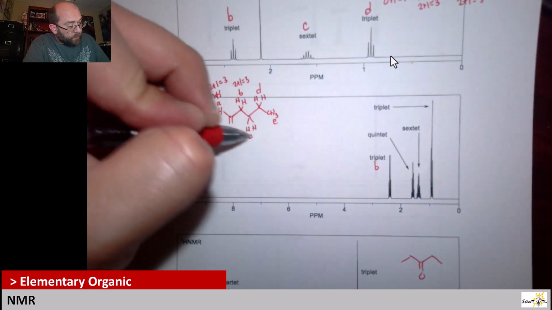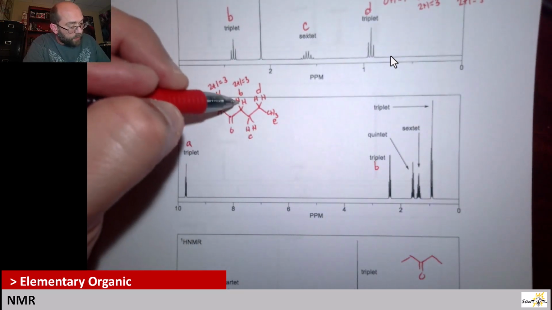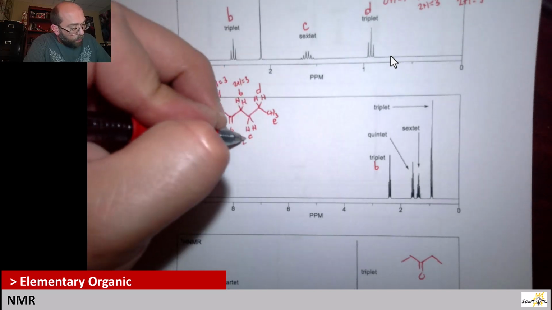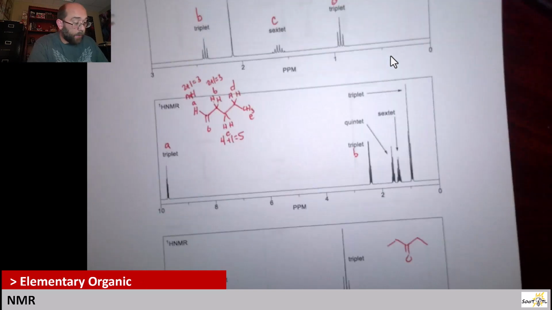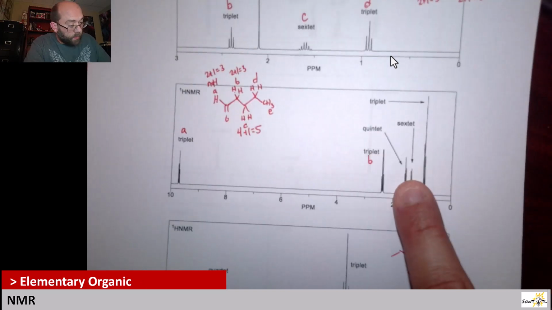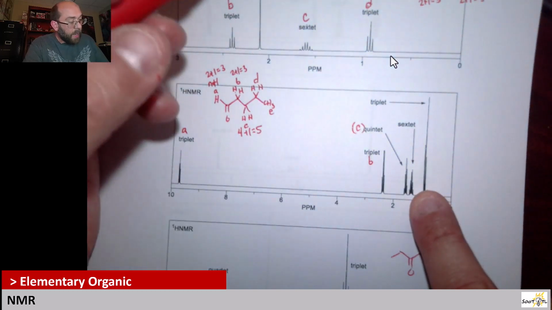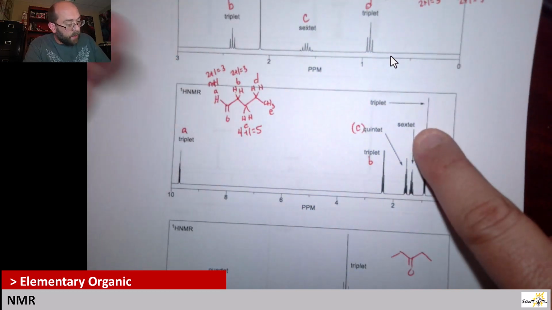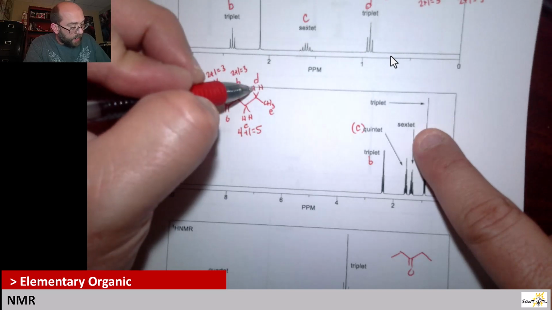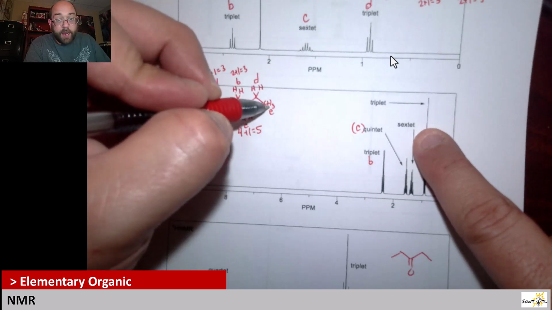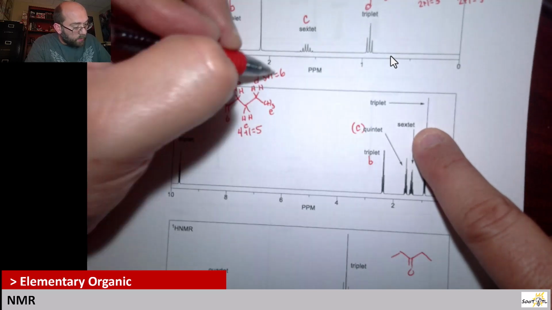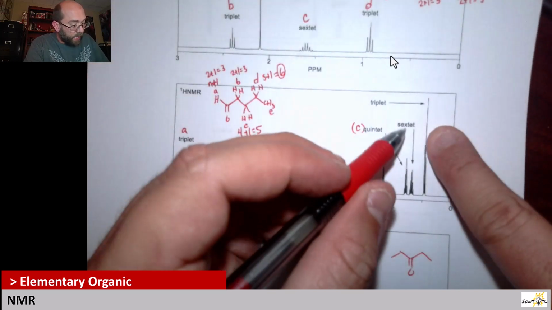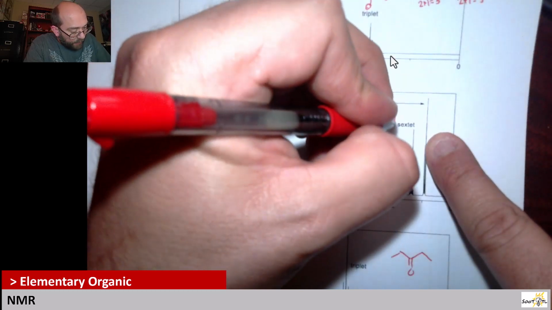Now these 2 hydrogens have 2 neighbors on this side and 2 neighbors on that side. So they have 4 neighbors plus 1, that would give me 5. That's also called a quintet, and we only have 1 quintet, so this would be due to my C hydrogens. I'm betting my D is the sextet, because the D hydrogens have 2 neighbors here and 3 neighbors there, so a total of 5. So 5 plus 1 or 6, and 6 would be a sextet right here. So that has got to be D.